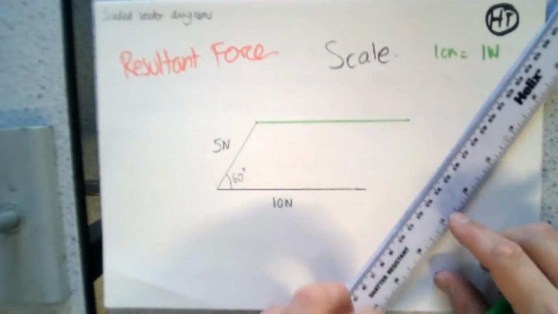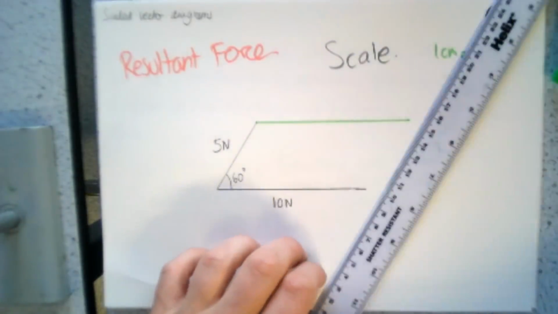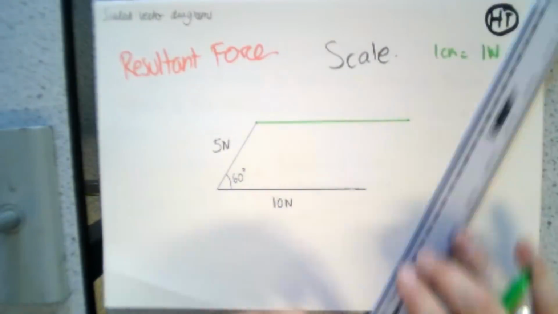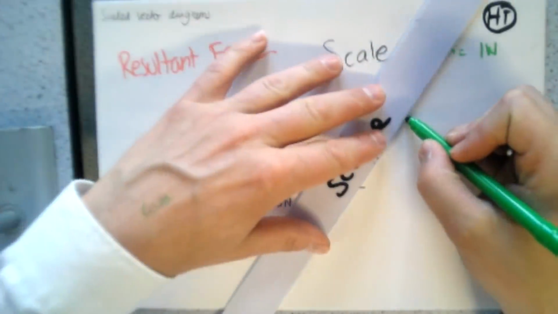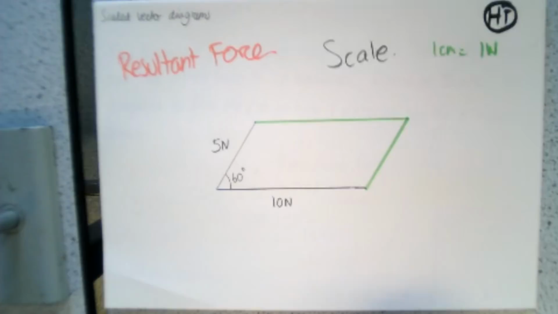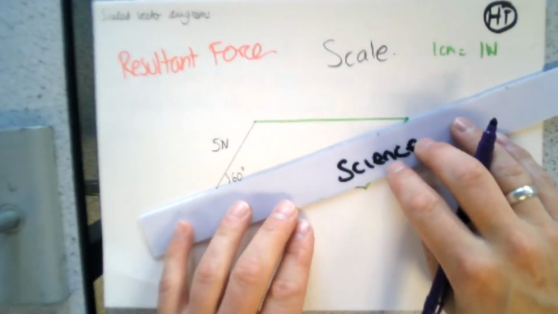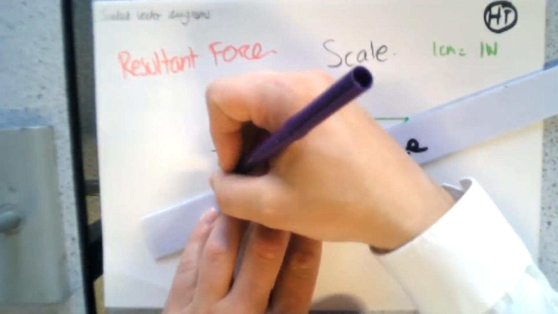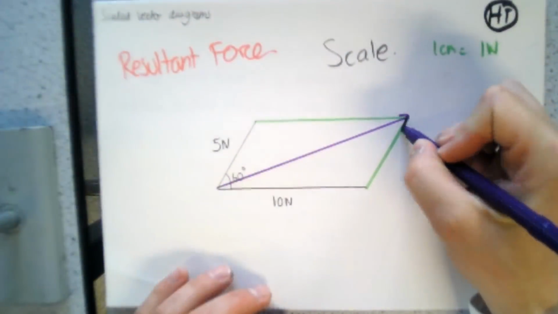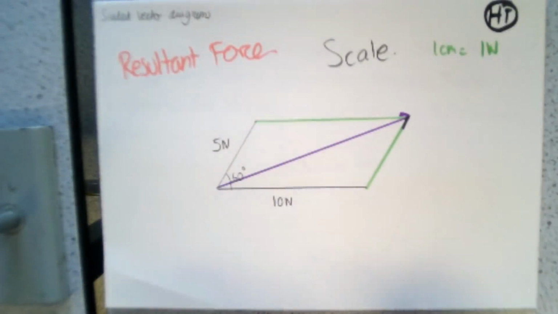So I'm going to draw a line 5 centimetres here. Now you'll notice, that's part of the way, and surprise, surprise, that matches up and it's 5 centimetres. So I'm just going to join this up with that. We've now got a parallelogram. My resultant force, in purple, is now going to be this way, from corner to corner. And it needs a direction, so I'm going to put an arrow on it.